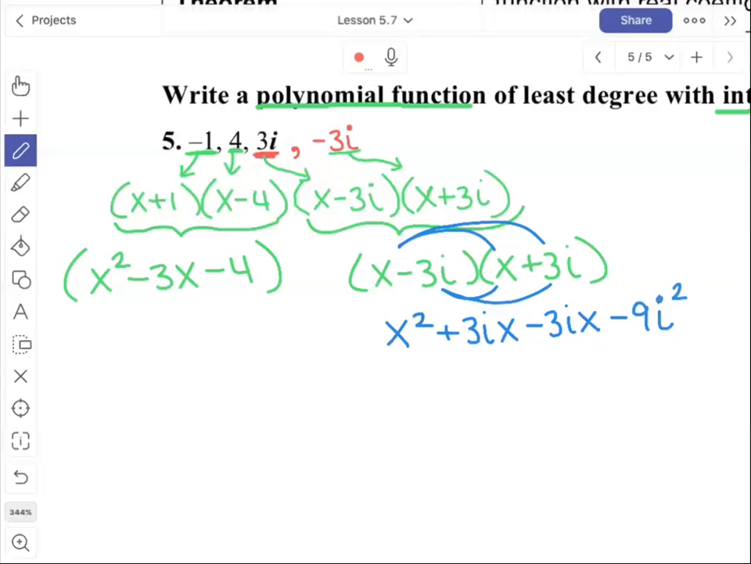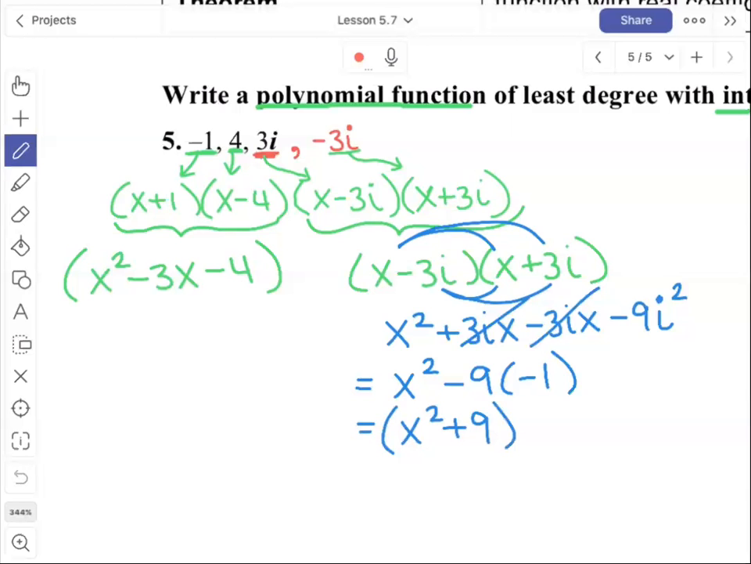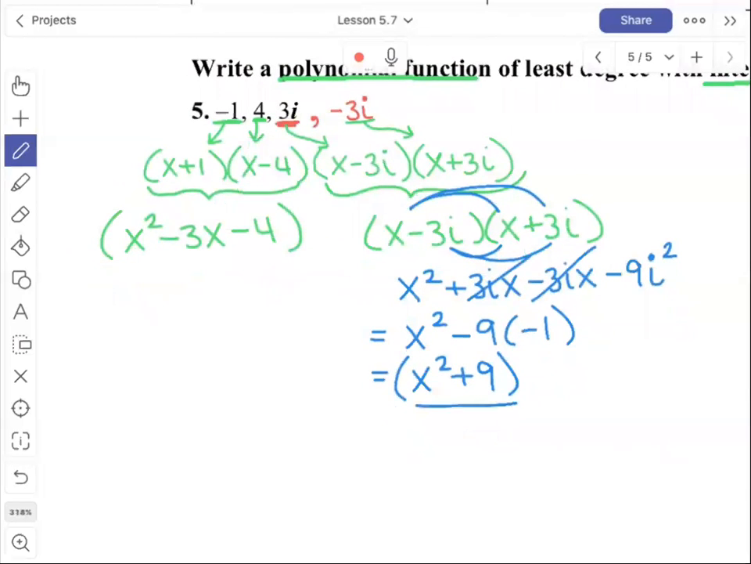Now, if you did your conjugates correctly, these terms should cancel out, right? That gets to 0. And if you guys remember, i squared is -1. So replace i squared with -1, and we get x squared plus 9. All right, and now we just need to multiply this with this to get our final answer.